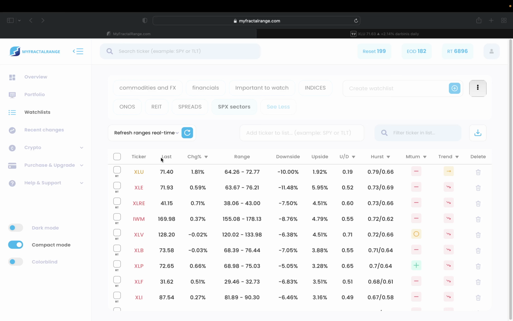Hi, this is Bai from myfractalrange.com, and in this very short video I will show you the difference between high Hurst assets and low Hurst assets. So first of all, what is a Hurst exponent? A Hurst exponent tells you whether this asset is trending, mean reverting, or random.